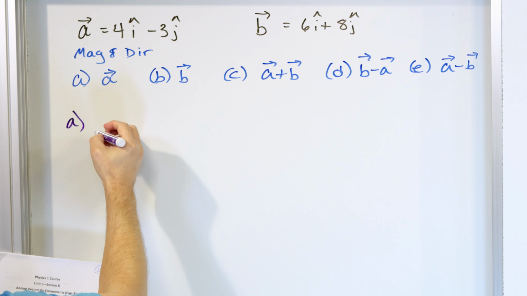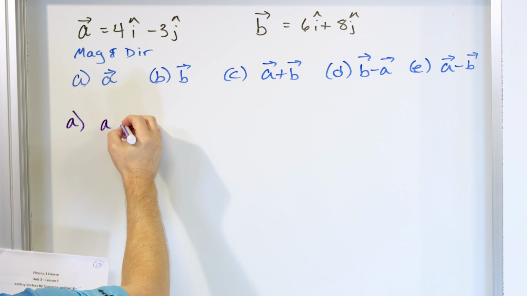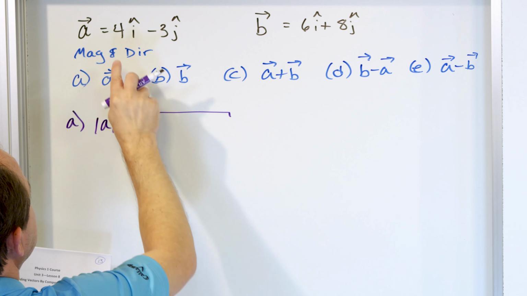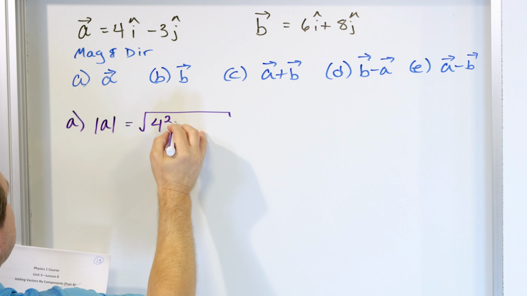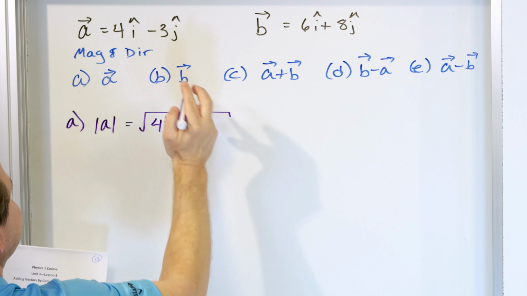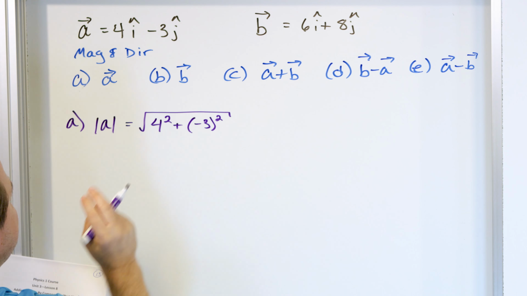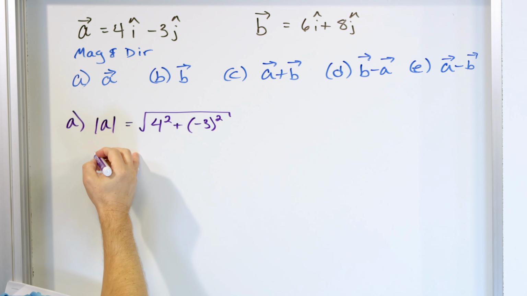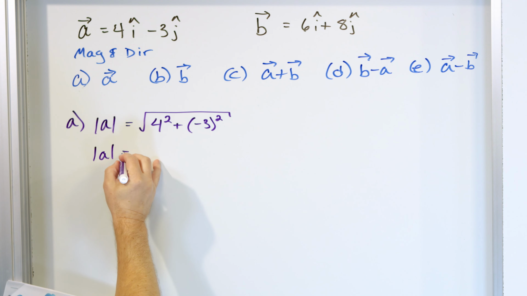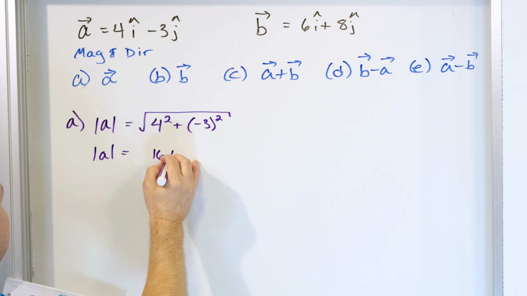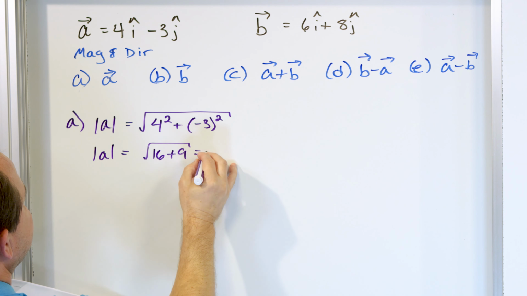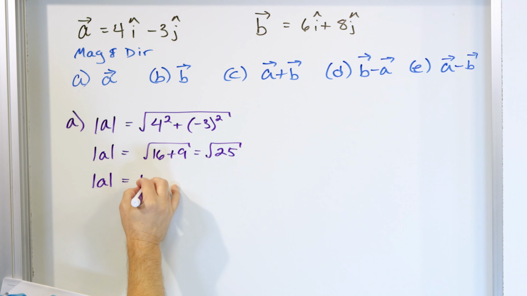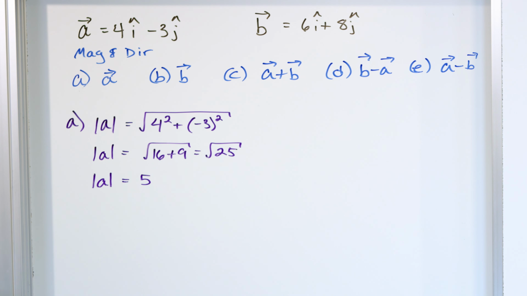For the magnitude, we'll say the magnitude, you can put a little magnitude bars around A if you want to. You can put the square root of the components squared. So it's 4 squared. The y component is actually negative 3, so the negative 3 is squared. This comes from the Pythagorean theorem. Add the squares of the components, take the square root. So what do you get? You get magnitude of A is, inside of here we have 16 plus 9, which is the square root of 25. And so the magnitude of vector A is equal to 5.